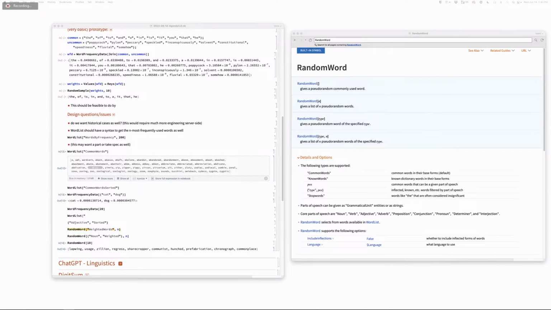So the answer is we're not going to be able to get easily beyond that. I don't think we should worry about 2 gram, most common 2 gram frequencies. I think we should just have word frequency data of a single number, meaning the most common n words. Am I making sense?